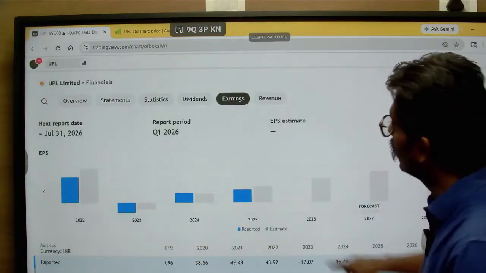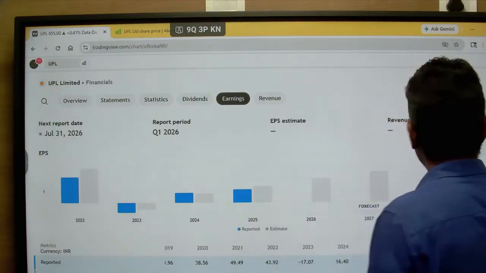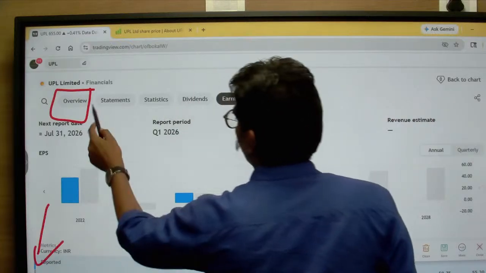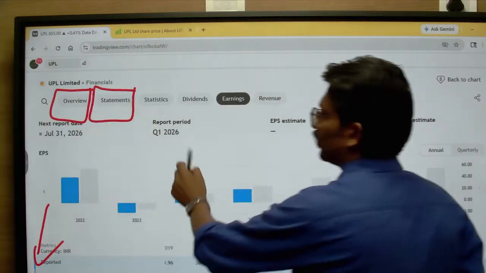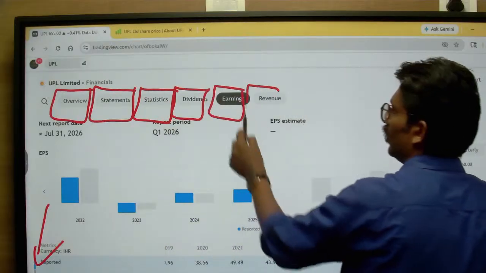And then what happens is you come to various pieces of information available here. One is overview, which gives you this. Then it is about statements, financial statements, statistics, dividends, earnings, and revenue.